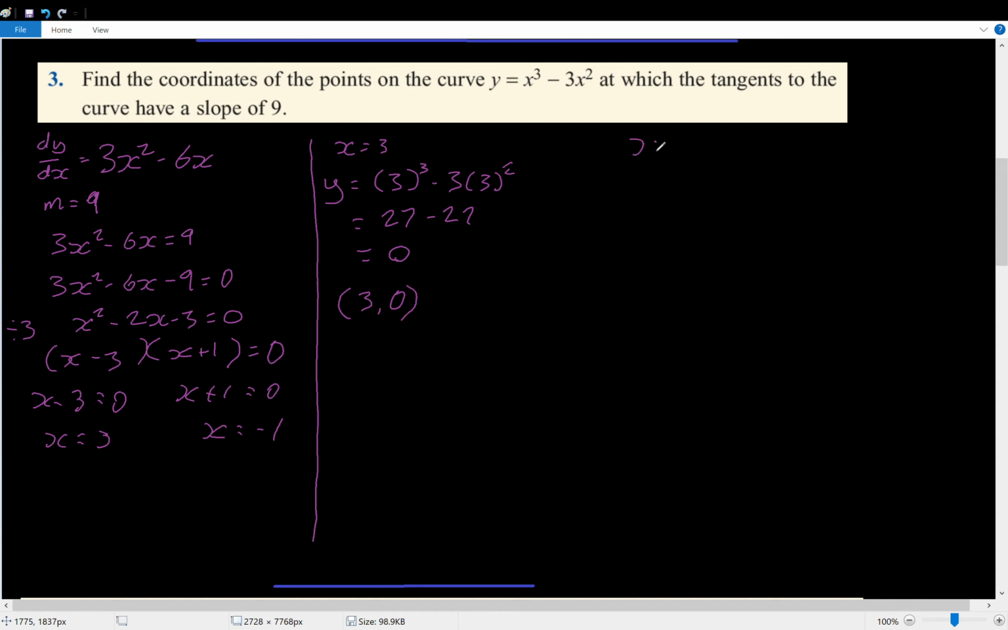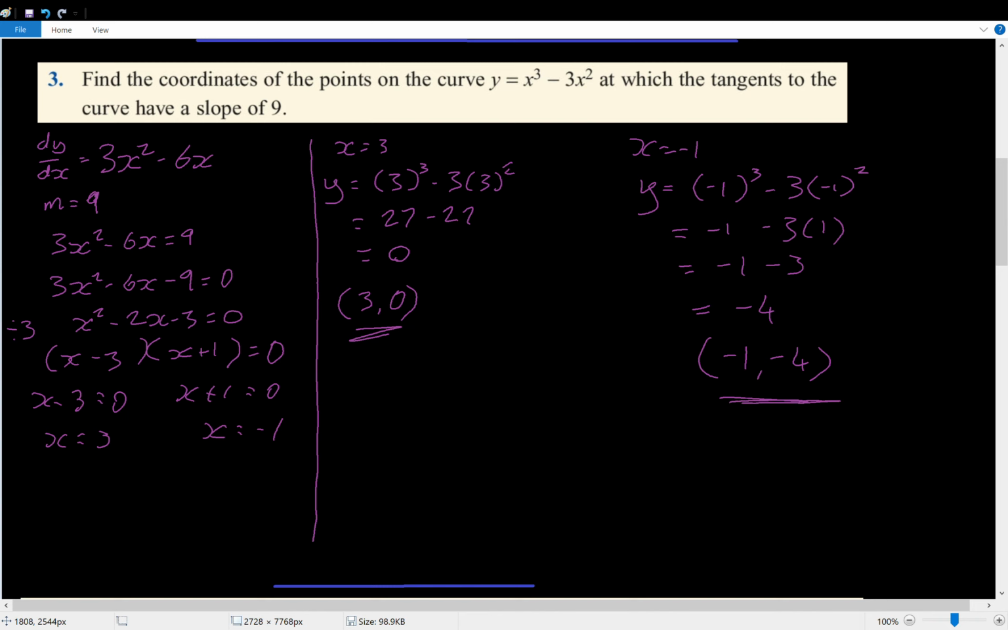And then when x is equal to minus 1, y is going to be equal to minus 1 cubed minus 3 times minus 1 squared. Minus 1 cubed is minus 1, and minus 1 squared is 1, so we get minus 3 times 1. So it's going to be minus 1 minus 3, which is equal to minus 4. So we get the point minus 1, minus 4. So our 2 points where the tangents to the curve have a slope of 9 are 3, 0, and minus 1, minus 4.